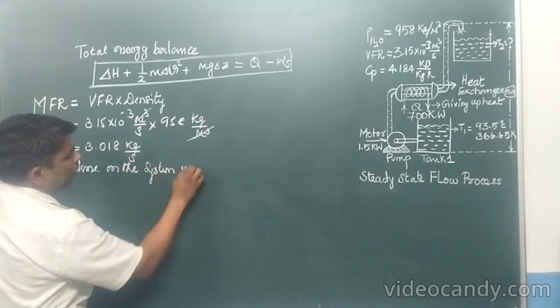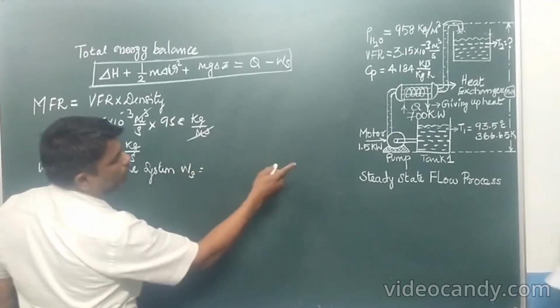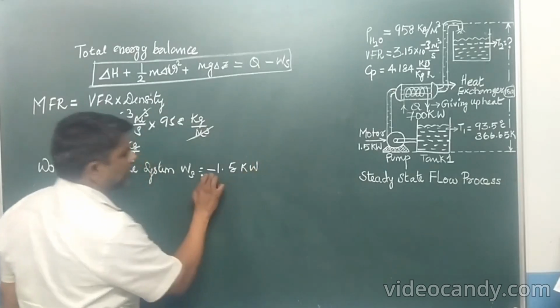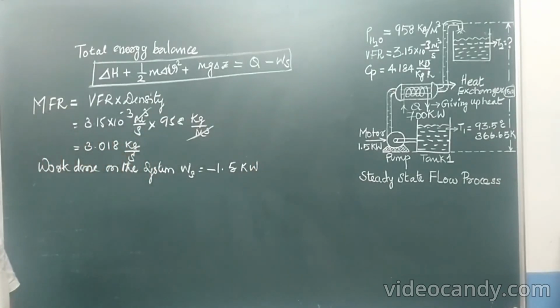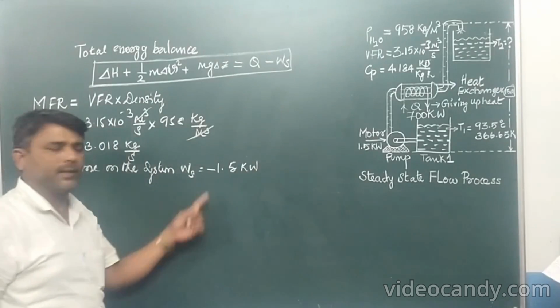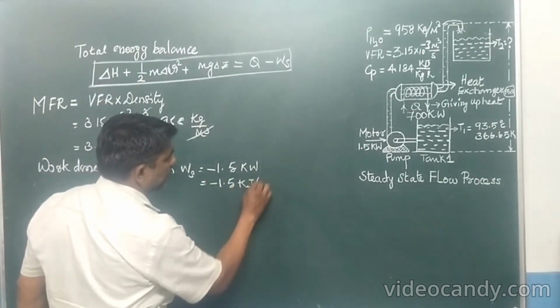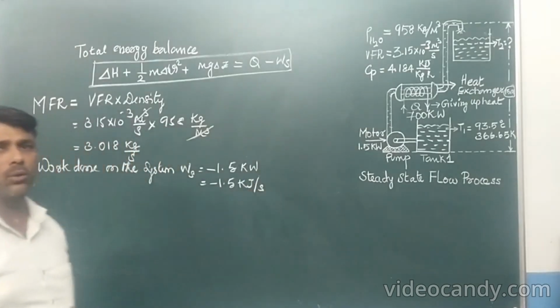Hence Ws is equal to 1.5 kilowatt. This minus sign indicates that work is done on the system, that's why you put minus. So this is equal to minus 1.5 kilojoules per second. 1 kilowatt is equal to 1 kilojoule per second.